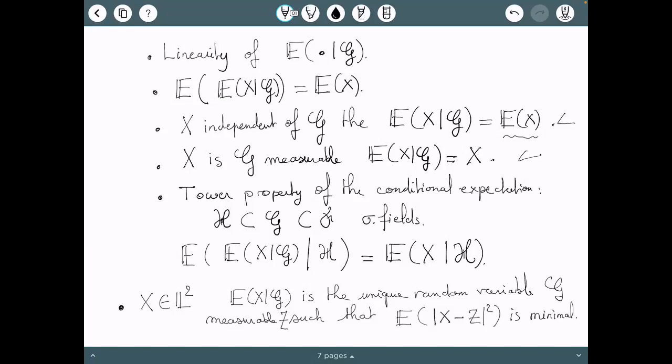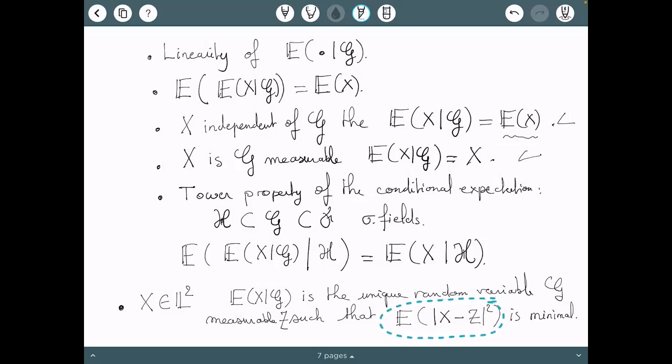What you see here is mainly the L2 norm, so it is some distance between X and Z. And you ask, what is the best approximation that I can have of X by using only G measurable random variables? The best approximation is given by the conditional expectation of X given G. This is the one which minimizes this L2 distance between X and Z.